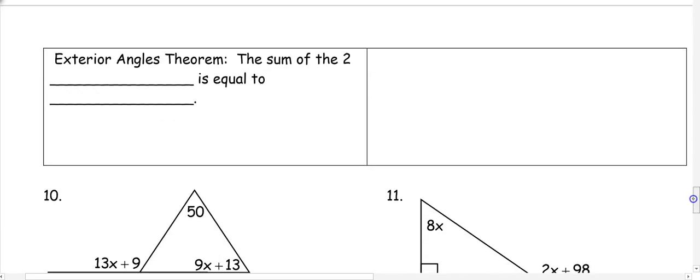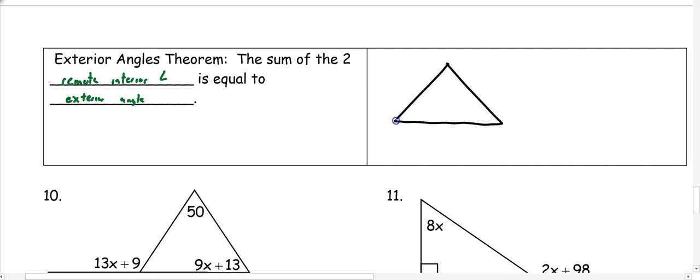So we're going to use this idea for the exterior angle theorem. In the exterior angle theorem, the sum of the two remote interior angles is equal to the exterior angle. So if I was to draw a triangle with an exterior angle, we'll call this 4 again, 1 and 2.